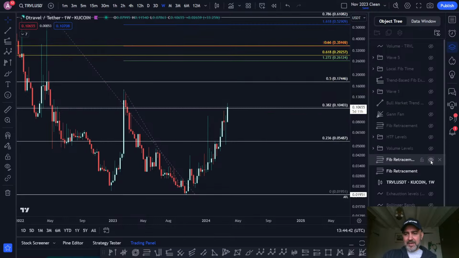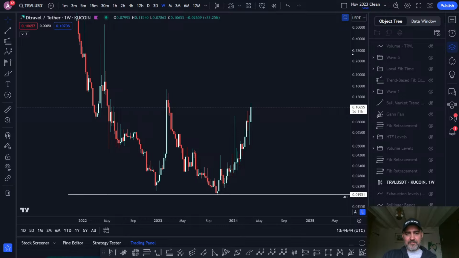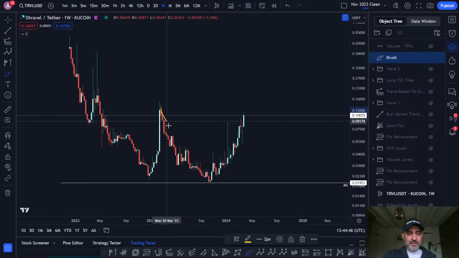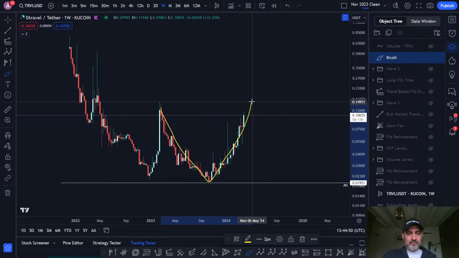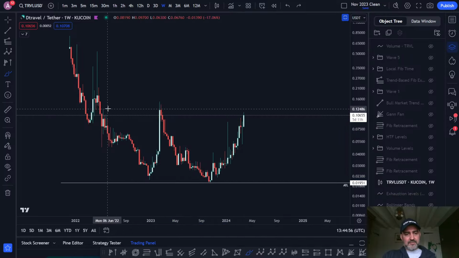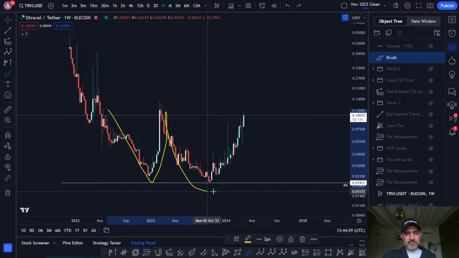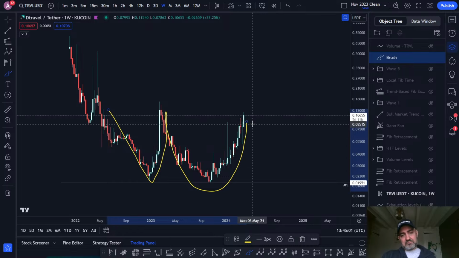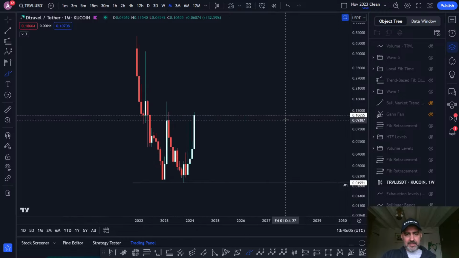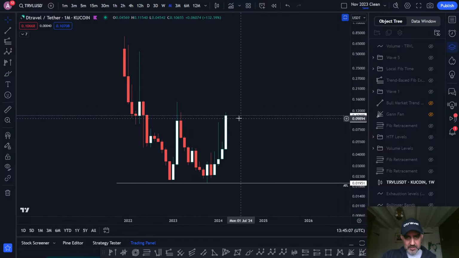Looking at the higher time frame, the weekly time frame, it's very similar to Bitcoin actually. We're looking at a really nice V-shaped recovery. It's a rounding bottom actually, but it looks V-ish as well. That's the V, that's the rounding bottom. On the higher time frame, it's looking really bullish.